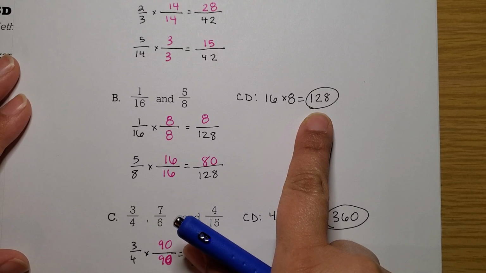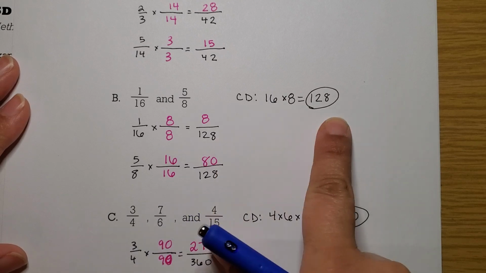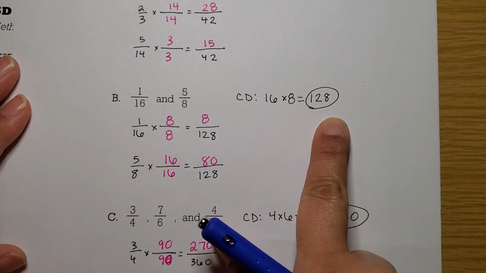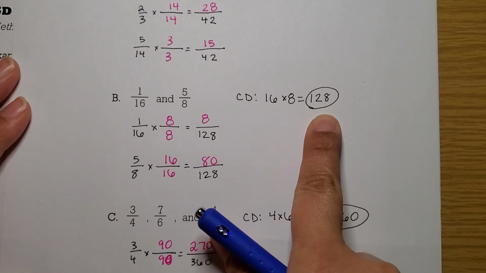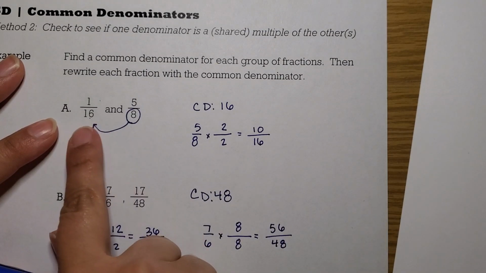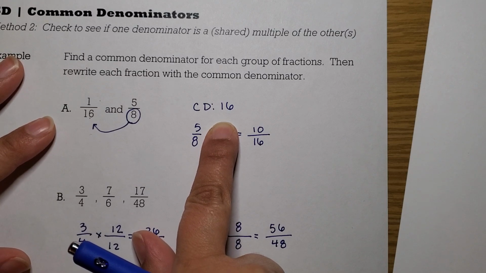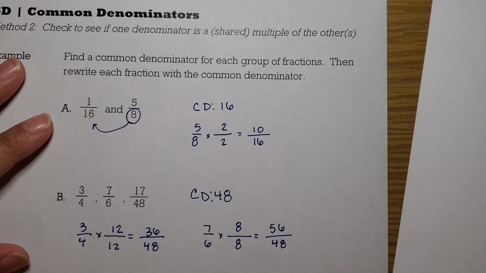So although the method of getting a common denominator by multiplying denominators is super easy and works every time, it can sometimes give you much larger denominators. I mean, 128 is much larger than 16. And the bigger the numbers, the more difficult it's going to become to do operations.